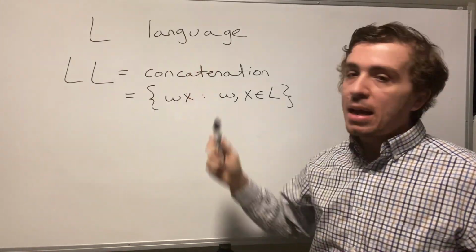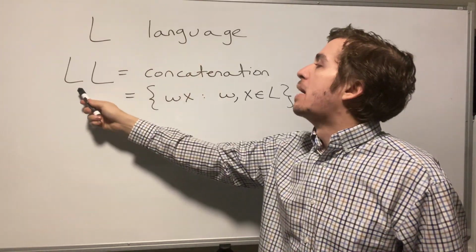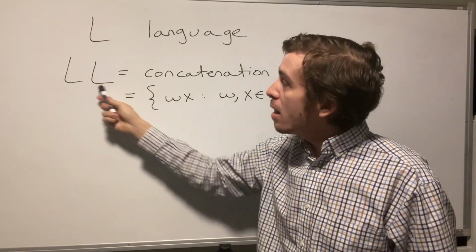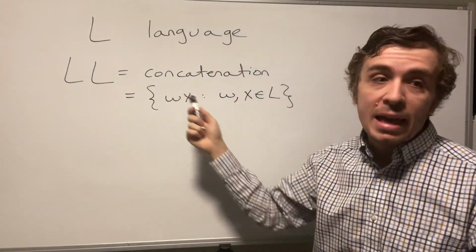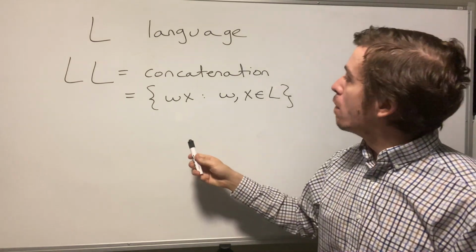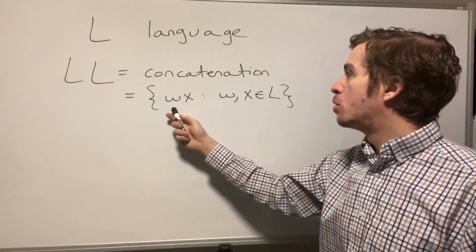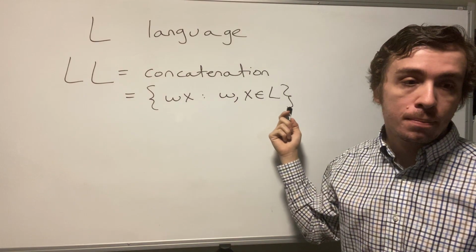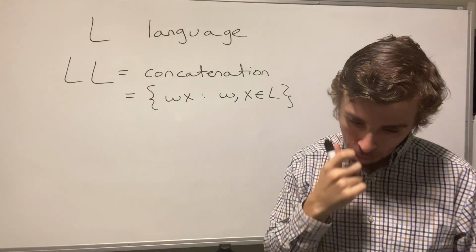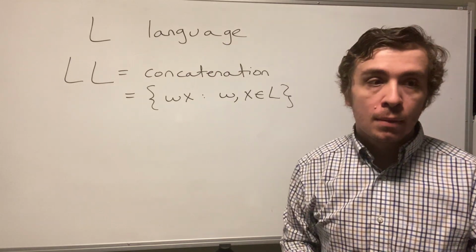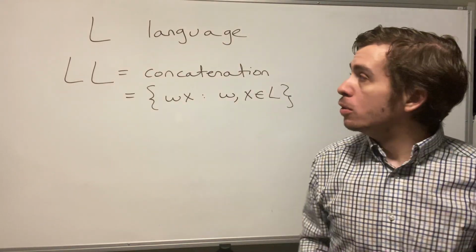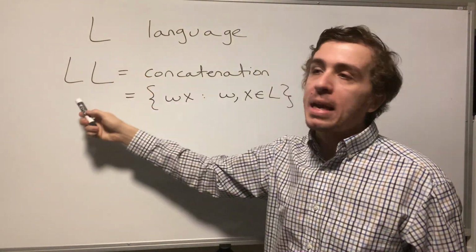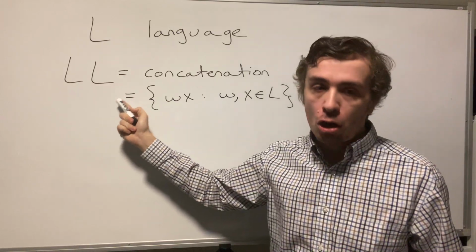Consider a language L that can be any language. Now we're going to consider the language LL, which is just the concatenation of L with itself. And that is the set of all strings wx, where w and x are from L. One thing that we'll prove is that if L is regular, then LL is also regular.